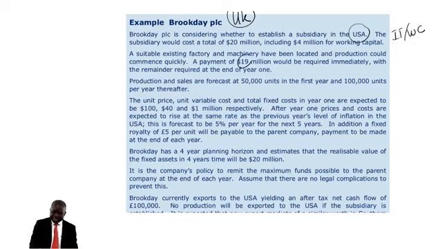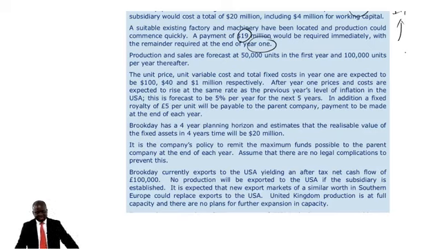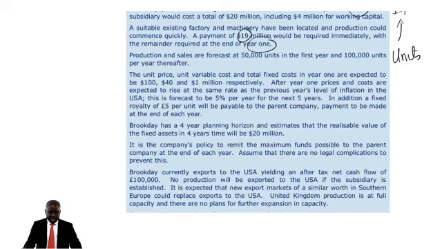We're paying 19 in year 0 and the remainder will be paid in what? Year 1. Watch out. So this is the payment of that. Production and sales are forecast at 50,000 units in the first year and 100,000 units per year thereafter. These are units. Okay, unit price, variable cost, and total fixed cost in year 1 are expected to be 100, 40, and 1 million respectively.